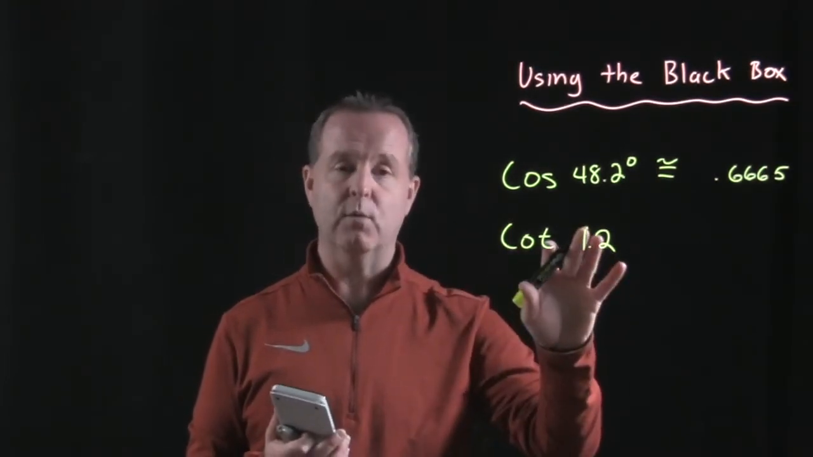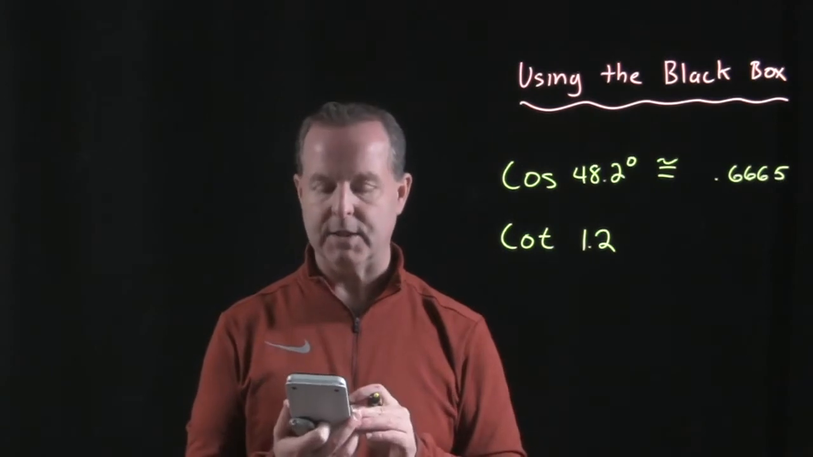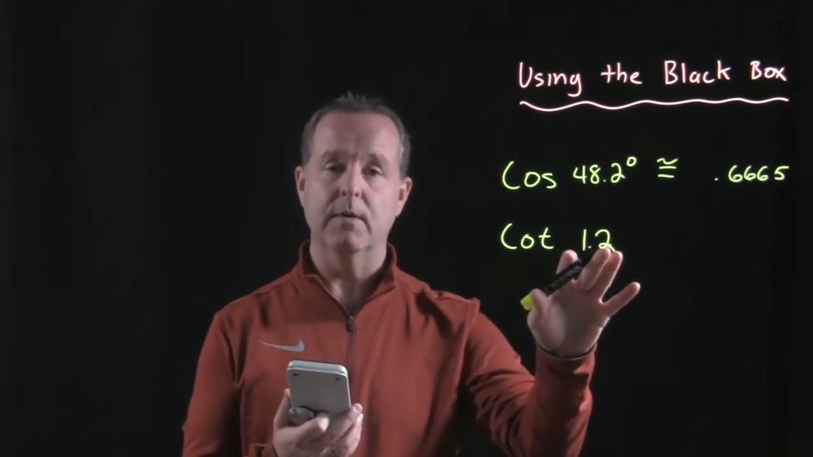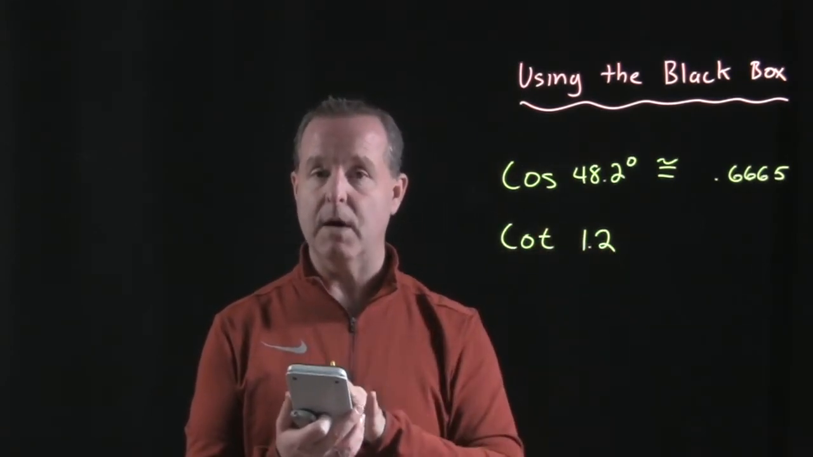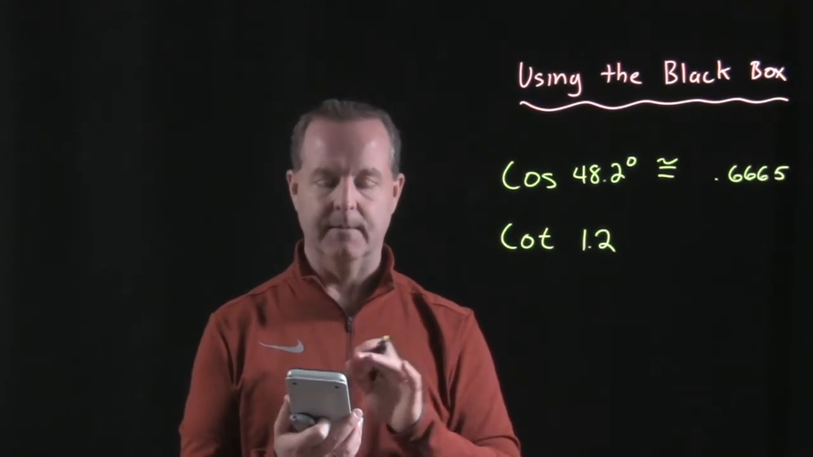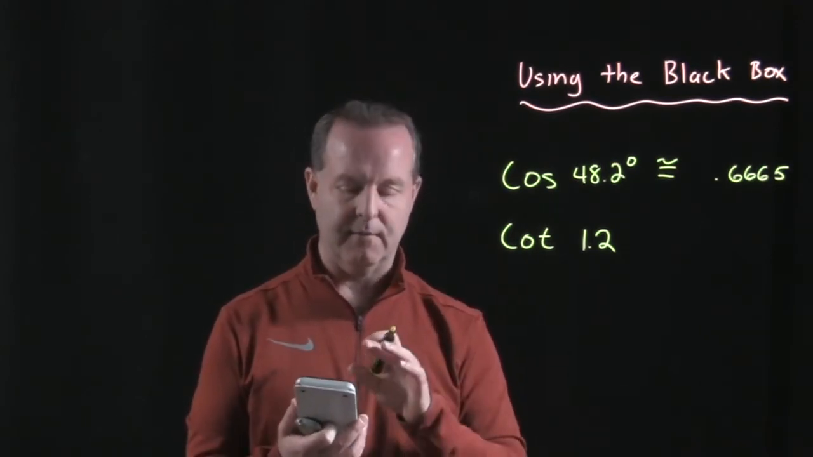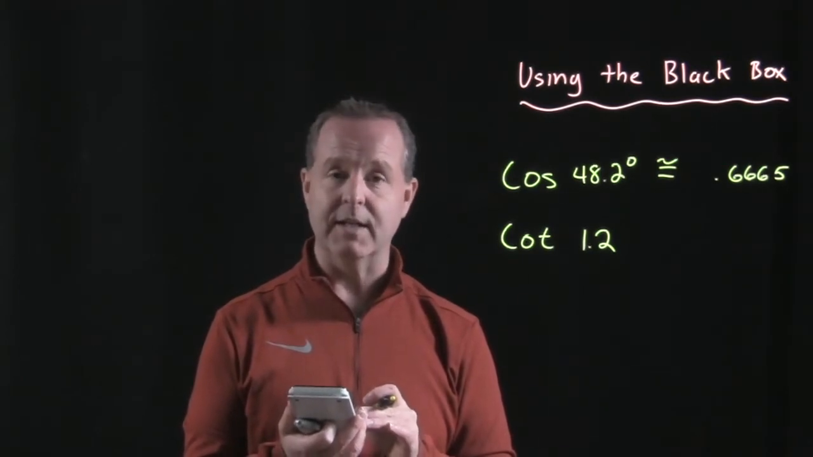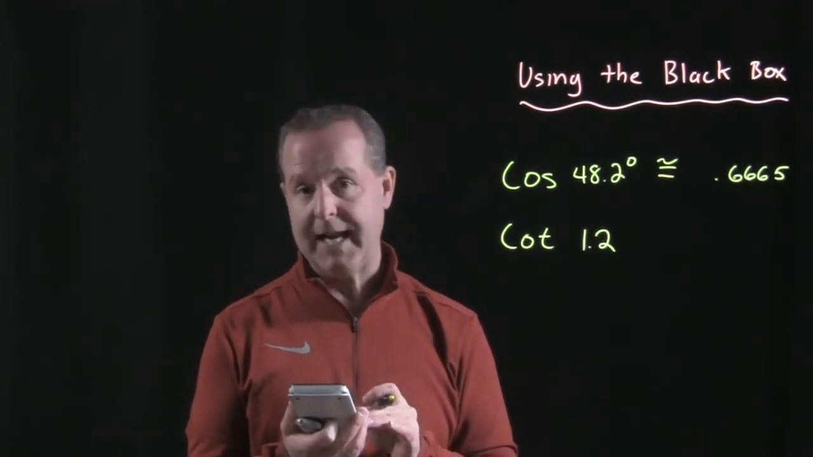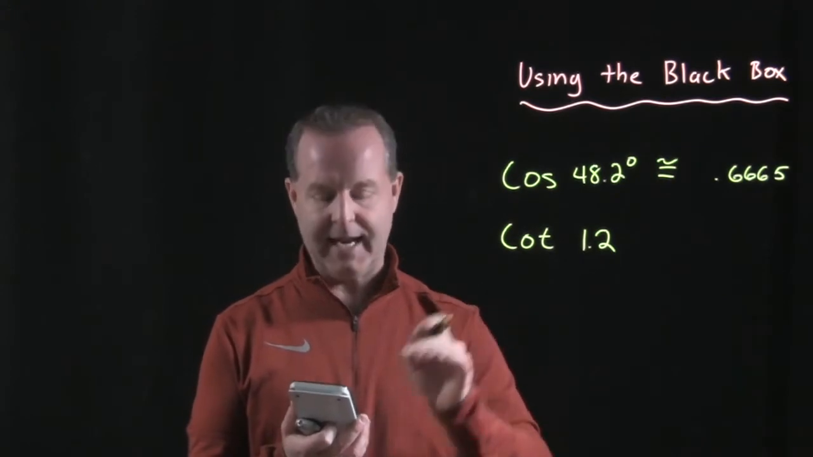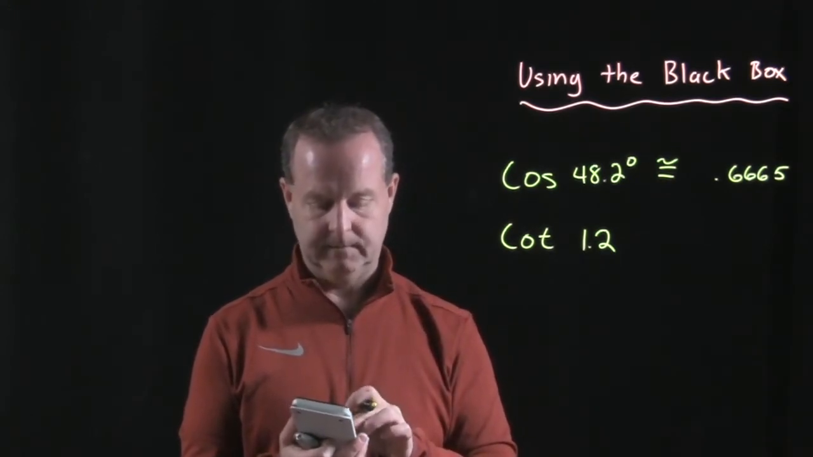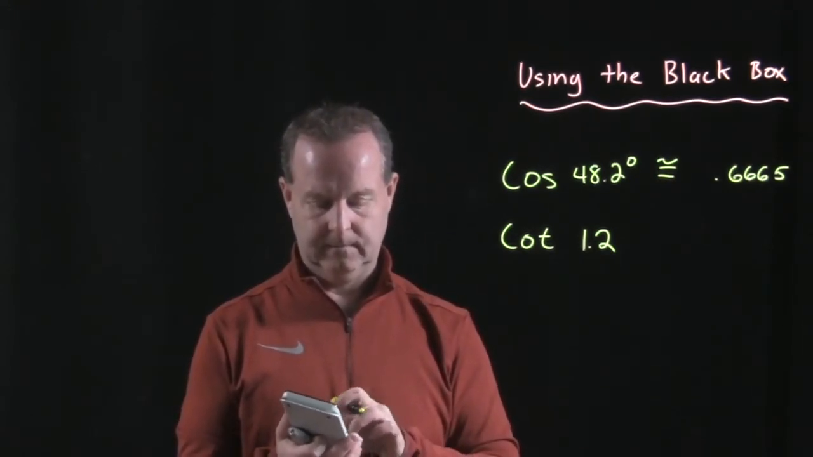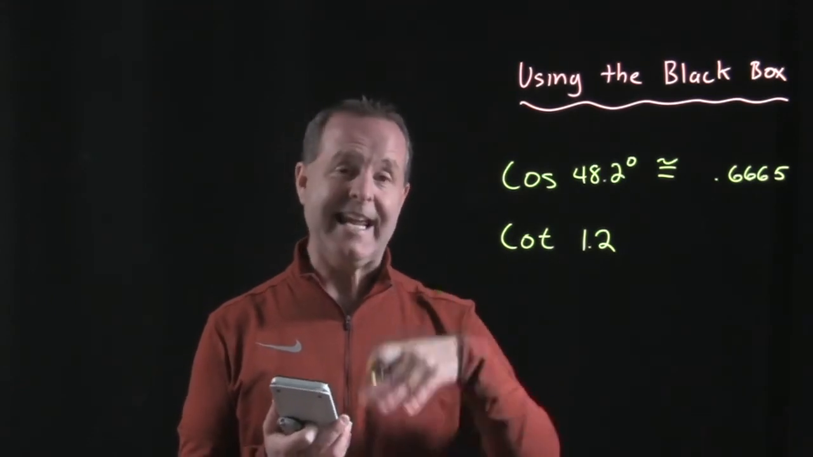Now, with cotangent of 1.2, I need to make some changes. First of all, it's in radian mode, so I need to select radian mode. Have that selected. I notice there's not a cotangent function or key on my calculator, but I know that the cotangent is the reciprocal of tangent. So if I can find the tangent of 1.2, then take the inverse of that.